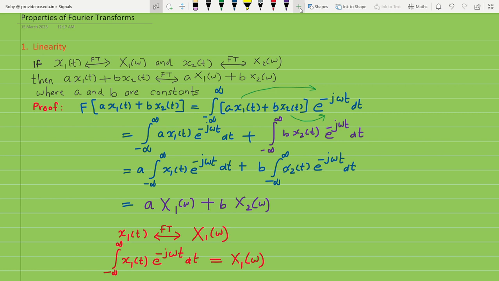Dear students, welcome back. Let us think about properties of Fourier transform. The first property is the linearity property.